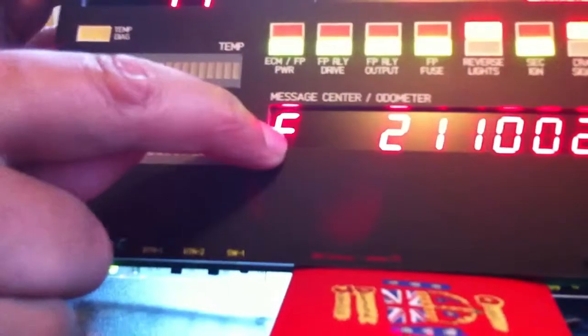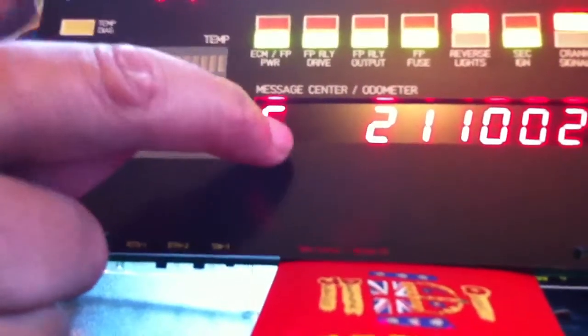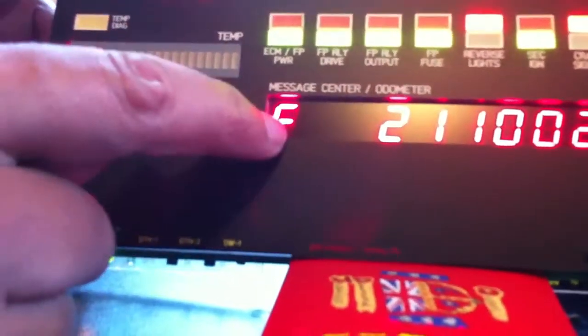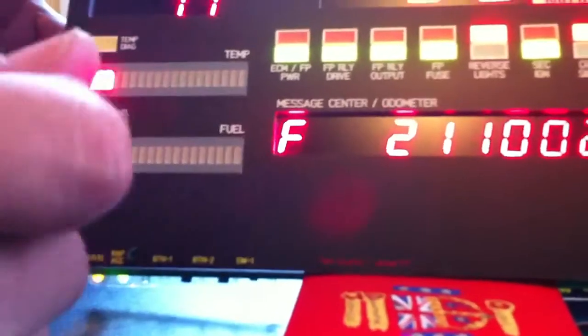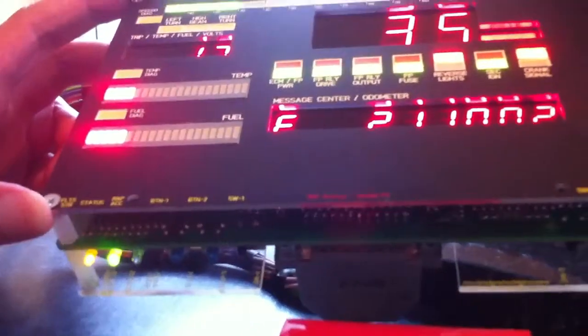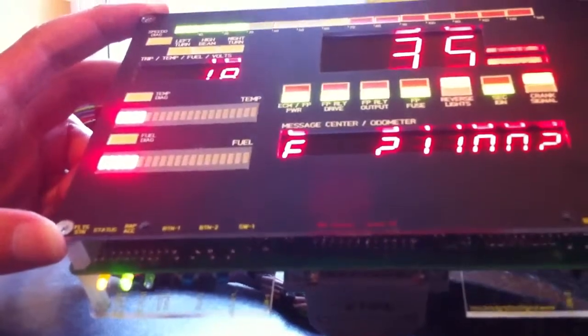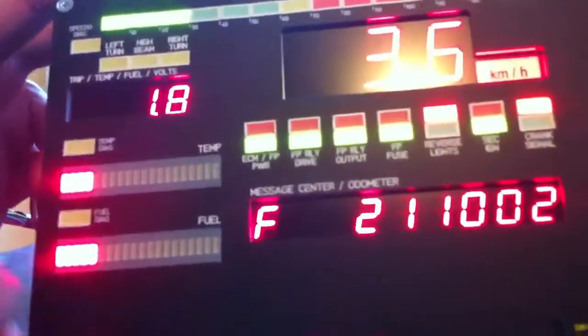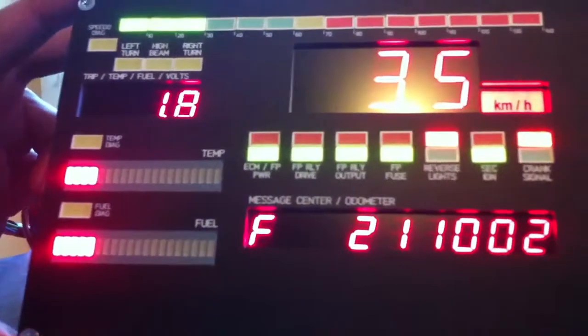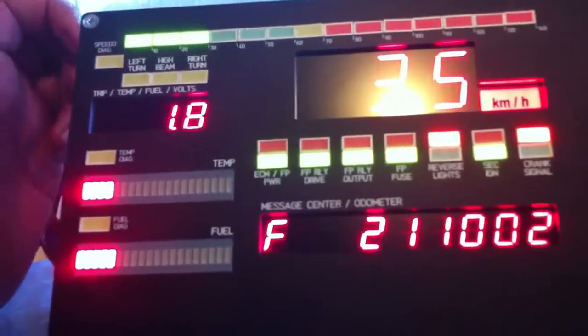This F is illuminated if there have been any faults on the current journey. So if there's an F there, that means there's been a fault on the current journey. And the yellow LED means there has been a fault in the most recent 64 journeys. We need to know that information when we look at the diagnostic mode, which enables us to retrieve fault codes.